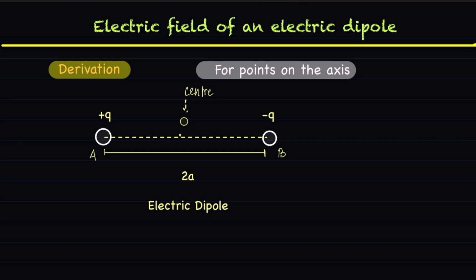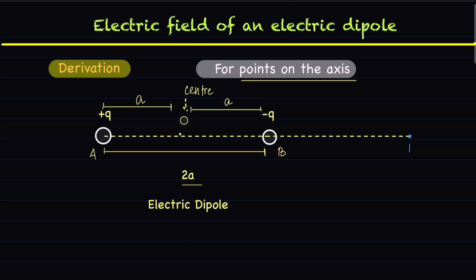the distance of AO is a and the distance of OB is a. So the combination of a and a is 2a. This derivation is for a point on the axis. So if we extend this line, here is our point P. And we have to find the electric field present at this point P due to this electric dipole.